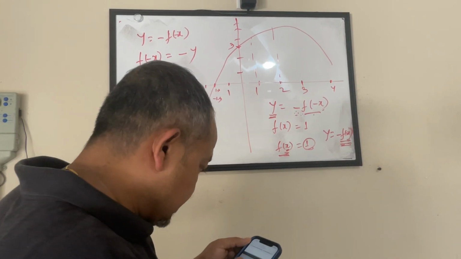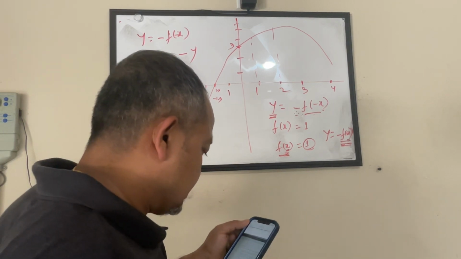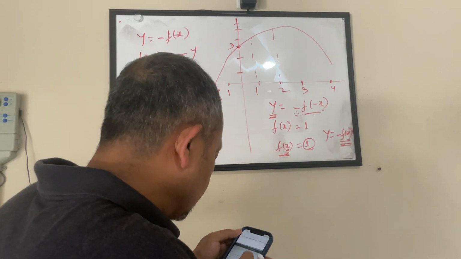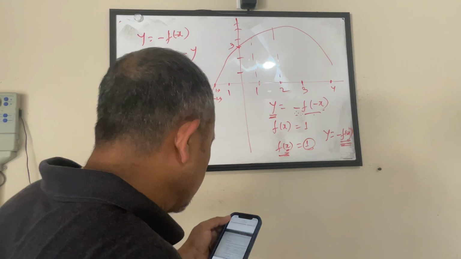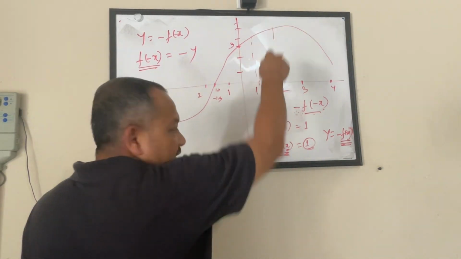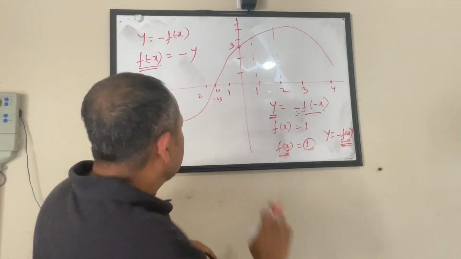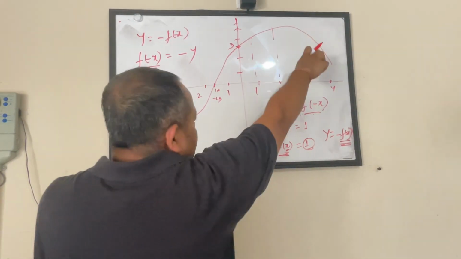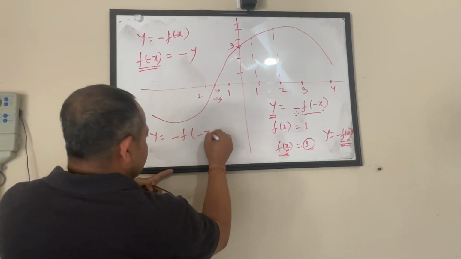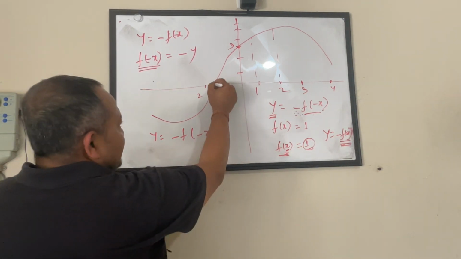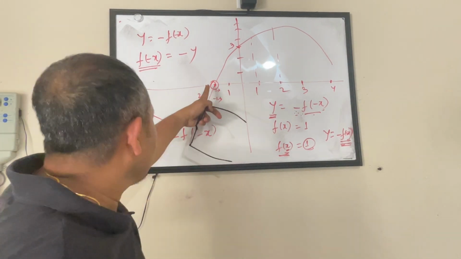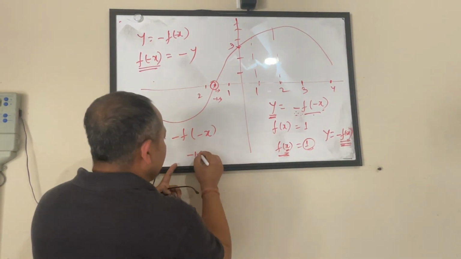So let's now in this one. Okay. Let's do it the simpler way. This is my graph for this function. Okay. Now y equals minus function of minus x. That means this position, this point is also on the graph. That will also satisfy this condition. What is the value of x here? Minus 1.5. Yeah.